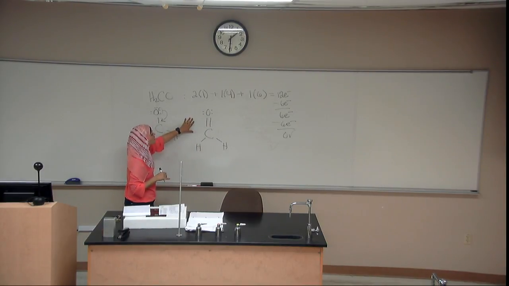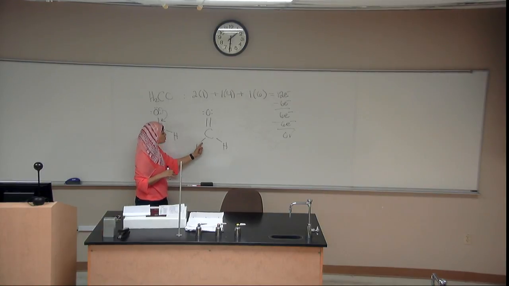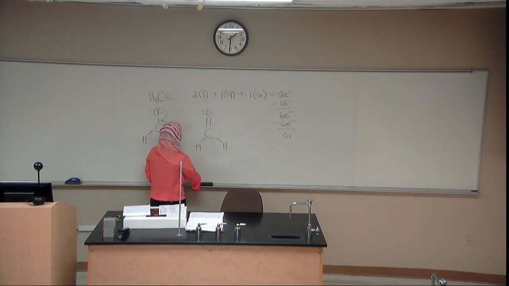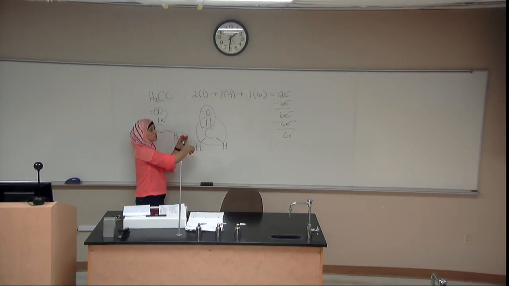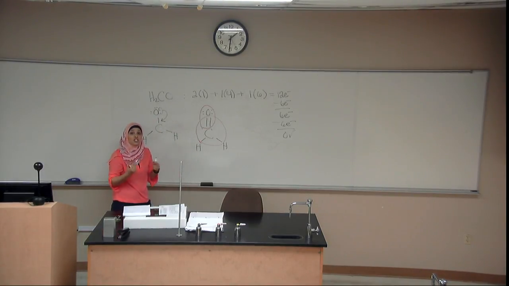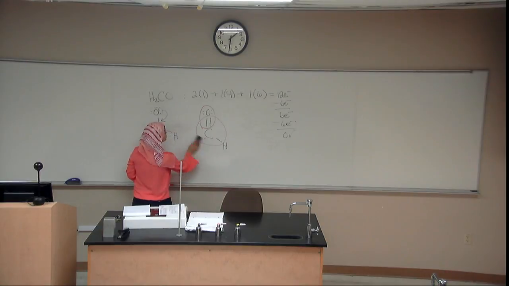And at the same time, look, carbon now is happy. 2, 4, 6, 8 around it. So is oxygen, right? Because look, oxygen here still has 2, 4, 6, 8. Carbon still has 2, 4, 6, 8. Notice that the bonded electrons are double counted because that's what they are. They're being shared between the carbon and the oxygen bond. Okay? So that's how you address this idea of how you make double bonds.